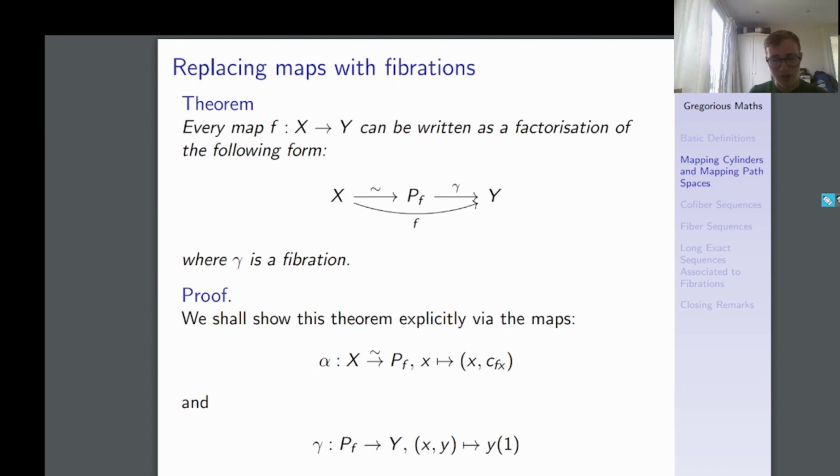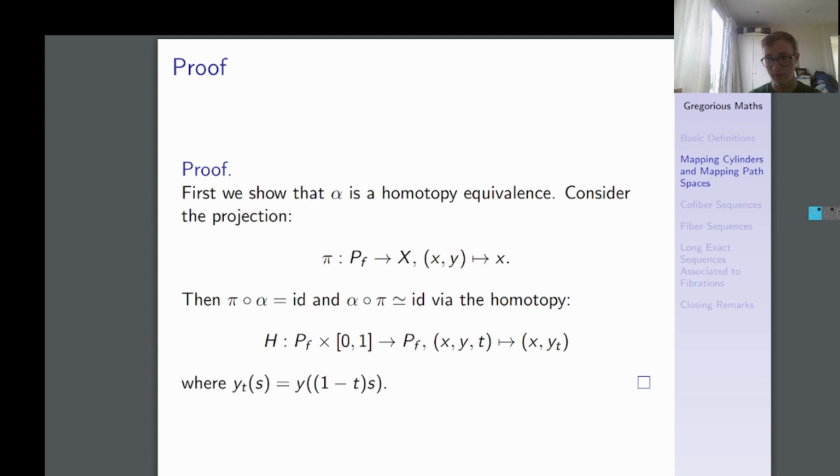And our fibration is going to be sending this pair to y of 1. So it doesn't care about our x coordinate really. All it does is it sends y to the end point of that path. So firstly we'll show that this is a homotopy equivalence, and then we'll show that this is a fibration. So let's get into it.